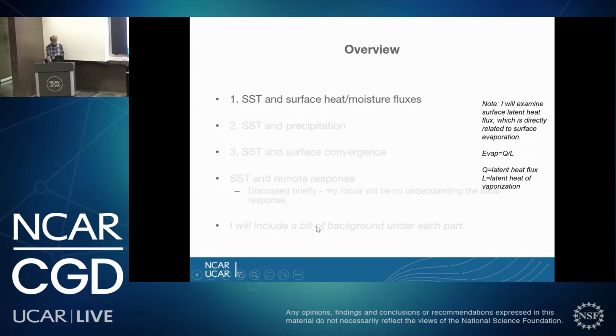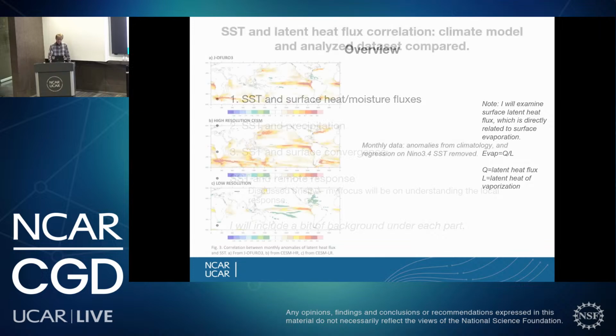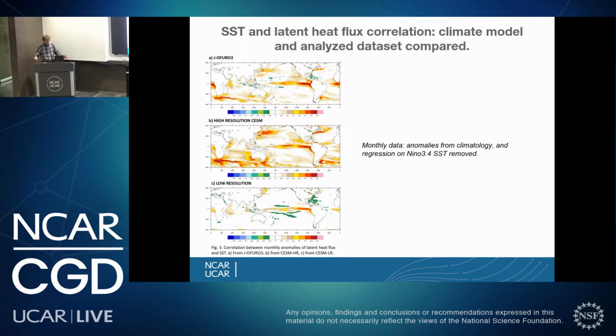So I'll start with the surface heat and moisture fluxes, and I'll show latent heat flux. You can convert that to evaporation pretty readily by dividing by the latent heat of vaporization. So you can think of it like evaporation. And so I said I'd be doing these correlations between SST and turbulent heat fluxes or precipitation. So this is it. This is done grid point by grid point.